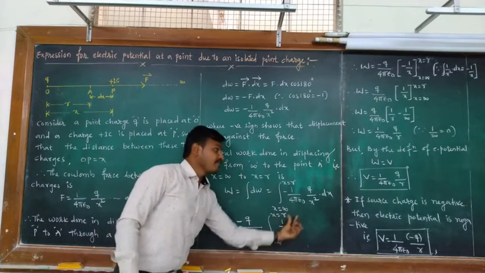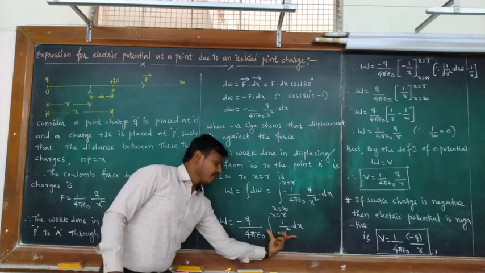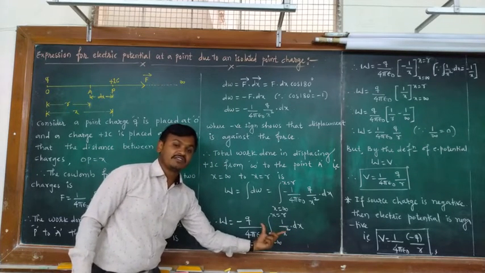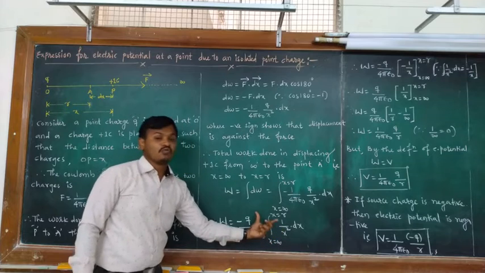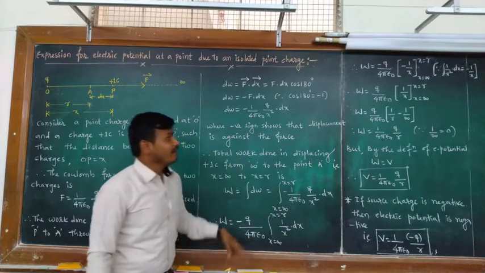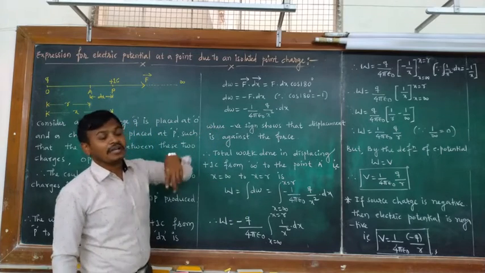Here 1 upon x square dx completely looks like the integration of x to the power of n into dx, which is x to the power of n plus 1 divided by n plus 1. And the next one, on simplifying, the integral of 1 upon x square dx reduces to what?